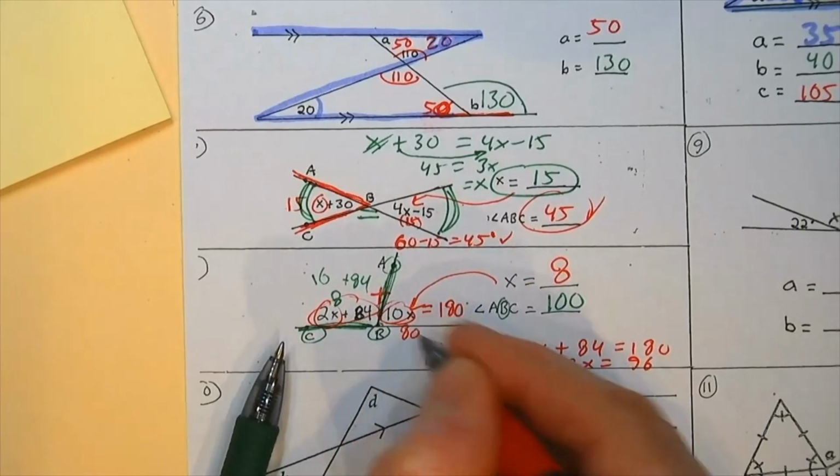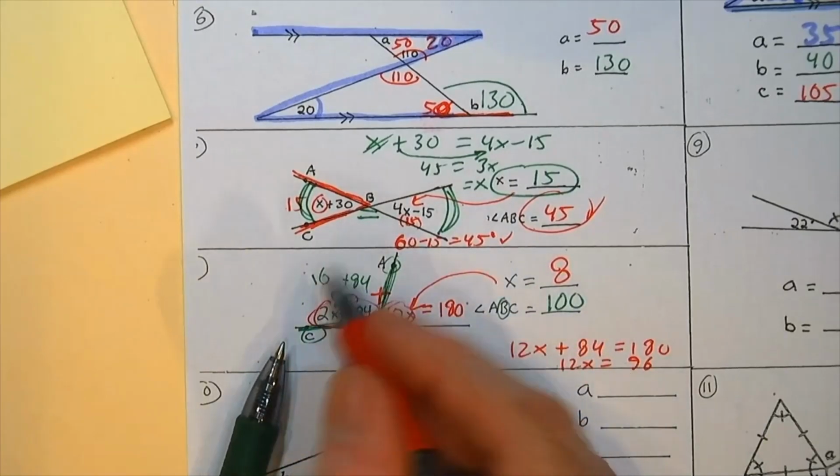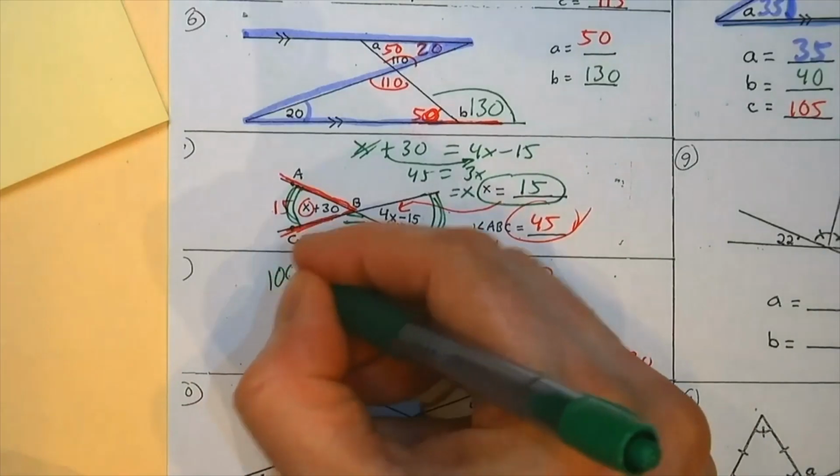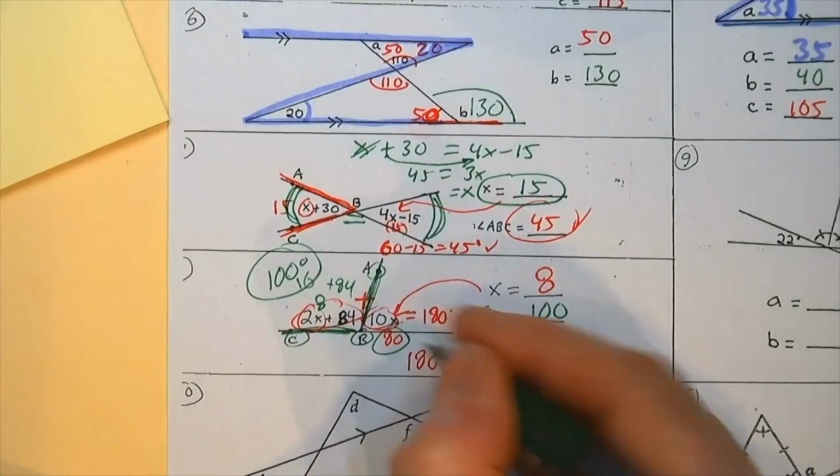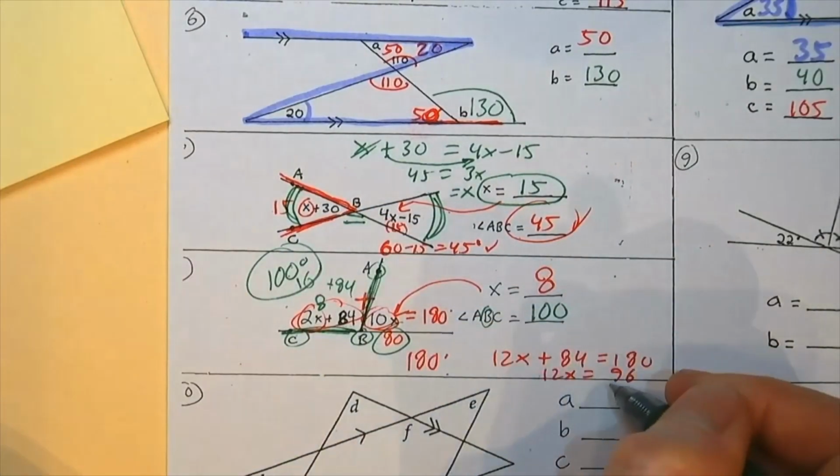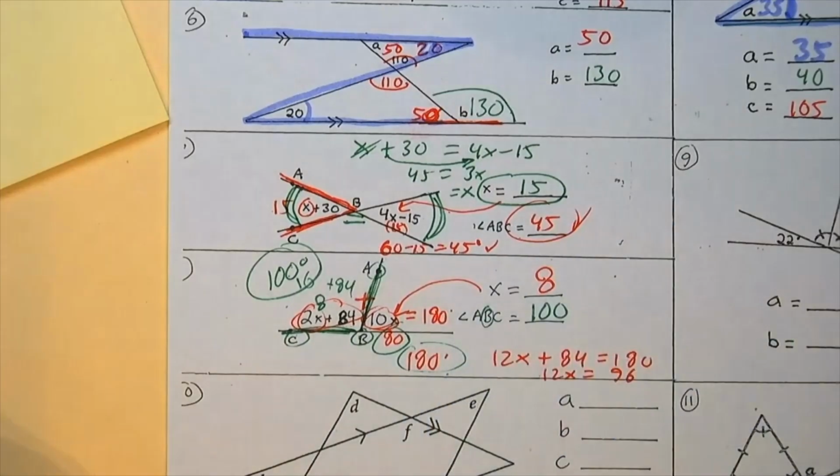10 times 8 is 80. I don't want that one. Oh yeah, but 100, this side is 100, and this side is 80, and that makes 180. Woo! So I know I did it right.